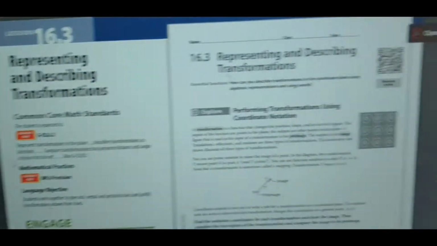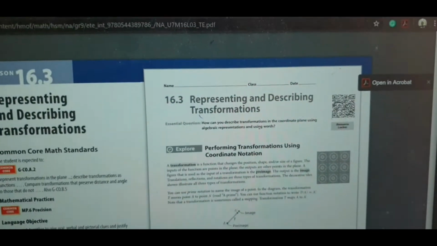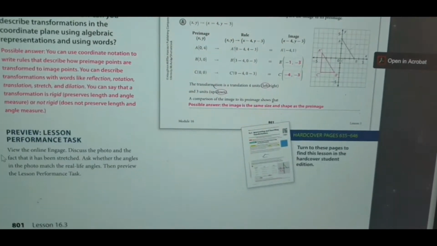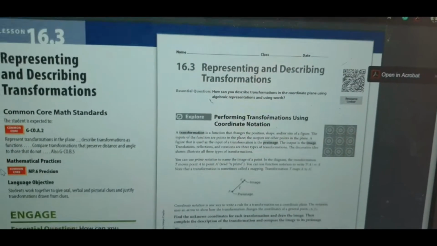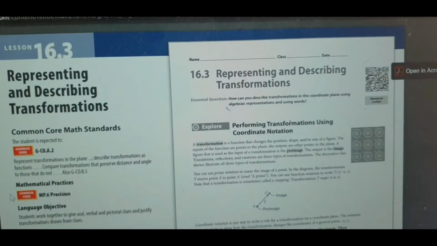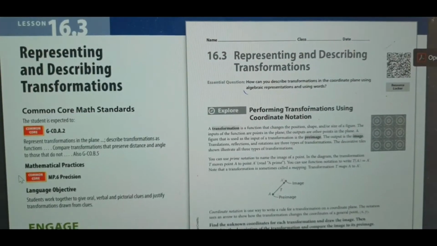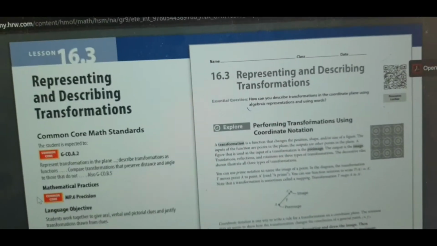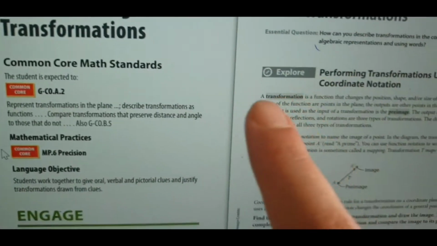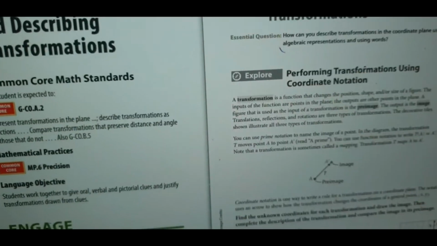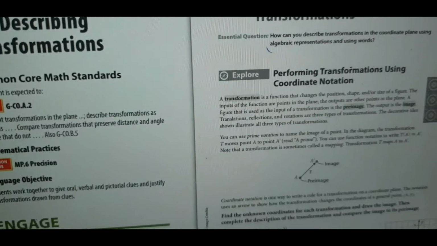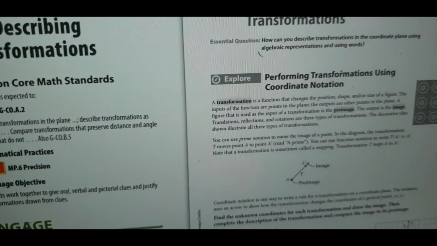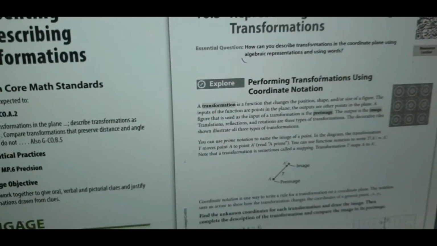Okay, our new lesson is called Representing and Describing Transformations, and we are on page 801. Transformation, we have been hearing this word a lot. What is a transformation? As you can see inside your book, it says a transformation is a function that changes the position, the shape, and or size of a figure.